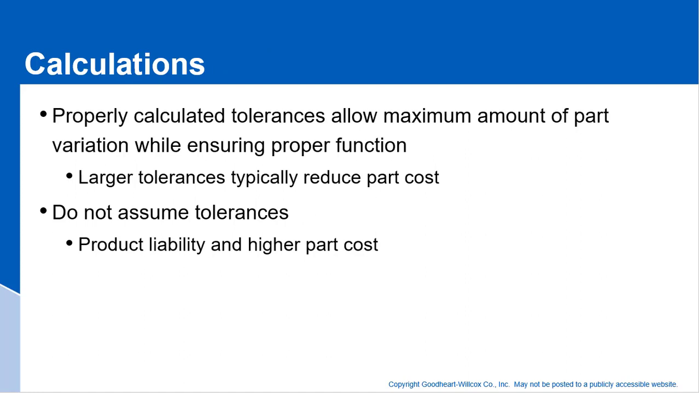Now, all dimensions have to be properly calculated to allow the maximum amount of part variation while still ensuring the proper function. Okay, so you want to be able to give a lot of tolerance only when you can, because you don't want to jeopardize the quality of the function at the top level assembly. You can't have it too sloppy. So design engineering is kind of like an art. How to give manufacturing the most tolerance possible, and still come up with a design that meets all of your needs. And you cannot assume tolerances. They have to be calculated.